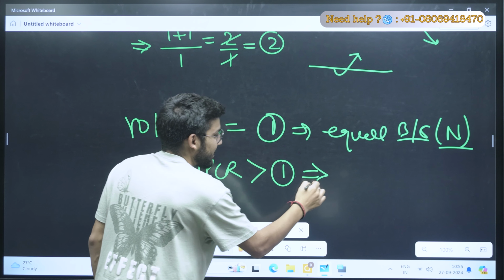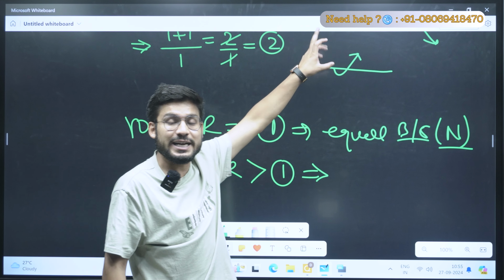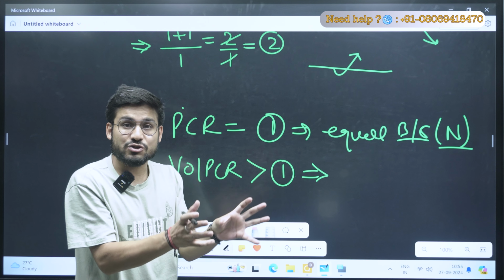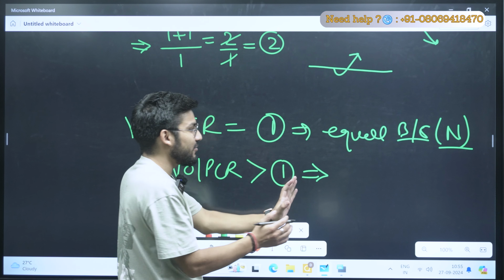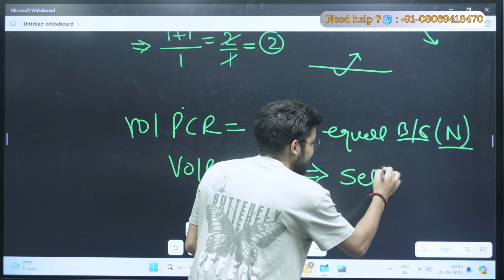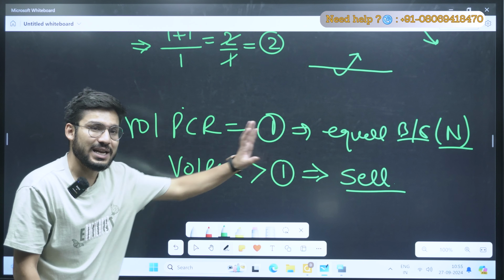It is greater than 1. So if it is greater than 1, it means the sellers are in the stronger side. There are more sellers than buyers. So whenever the volume PCR is greater than 1, it means the market is in a selling condition, so you can sell at that time.